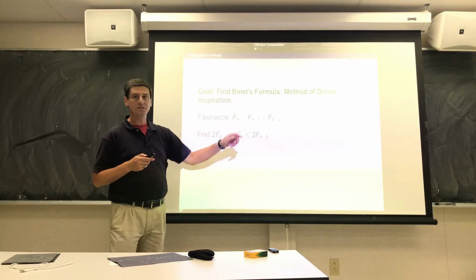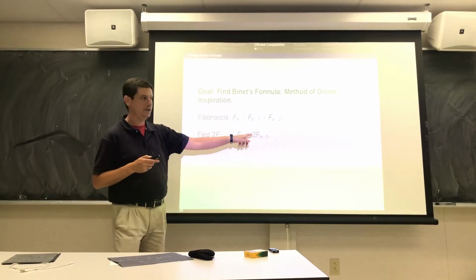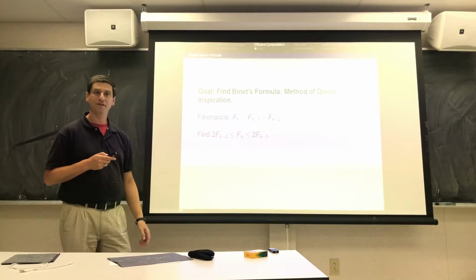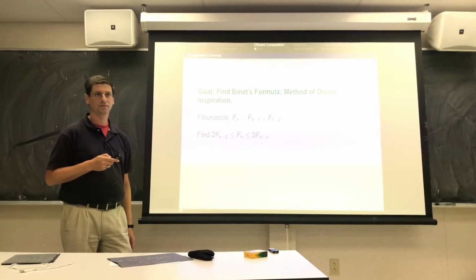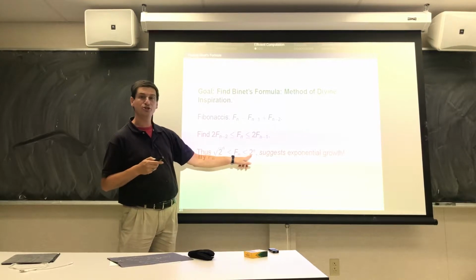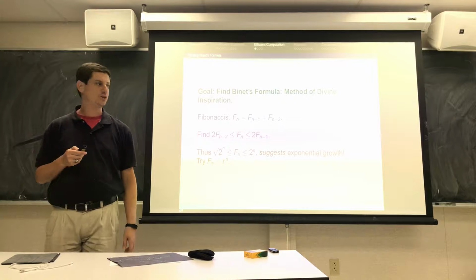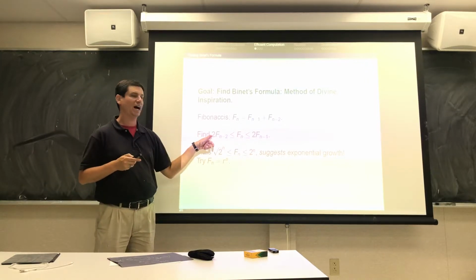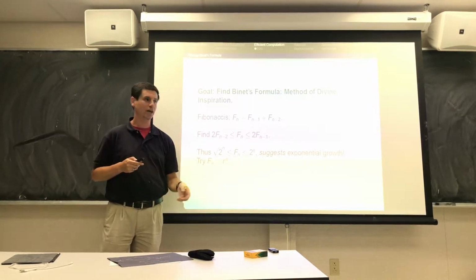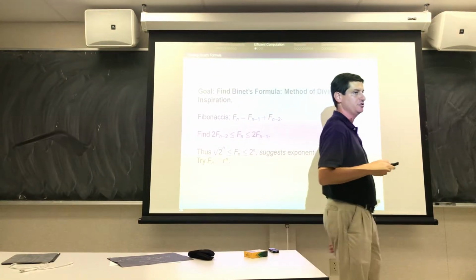Well, because my sequence is growing, I get f_n is less than twice f_{n-1}, and it's at least as large as twice f_{n-2}. So what this means is the Fibonacci numbers are growing slower than 2 to the n and faster than square root of 2 to the n. Because every time I increase n by 2, I at least double my Fibonacci number. Every time I increase n by 1, I no more than double my Fibonacci number.